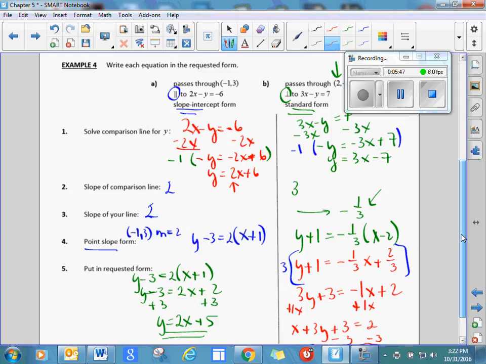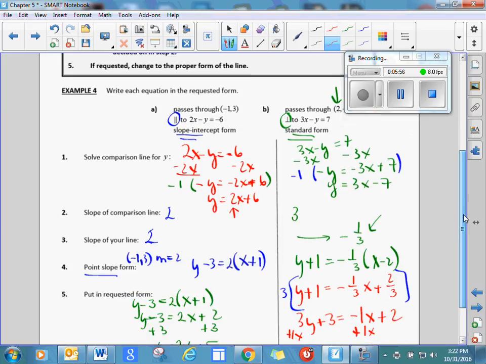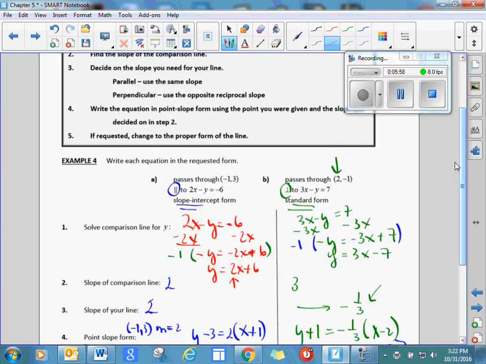So we kind of did all of them. We did point slope, we did slope-intercept form up here. So we kind of transformed this equation all kinds of ways.